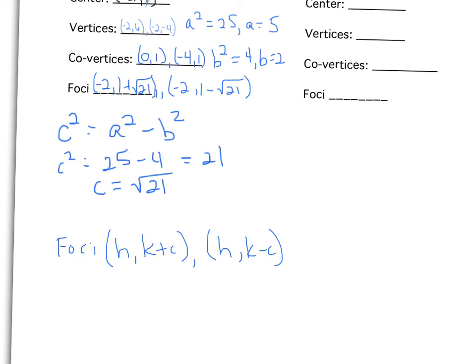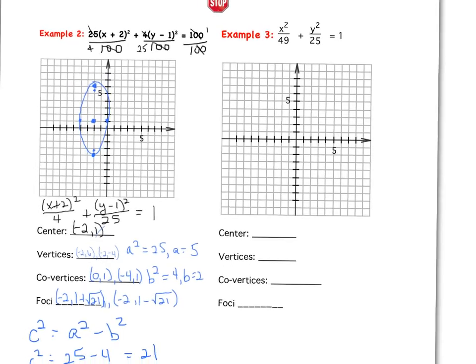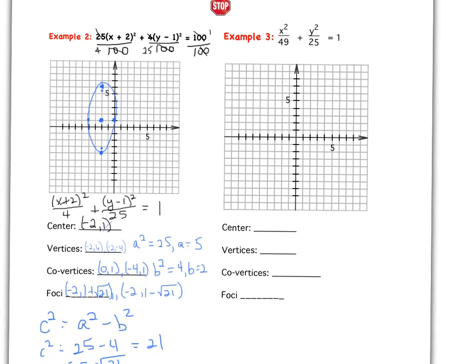So now it's your turn to try example 3. If we look at example 3, remember which direction the major and minor axes will be, and identify center, vertices, co-vertices, and foci, and then we'll come back and check to see how you did.